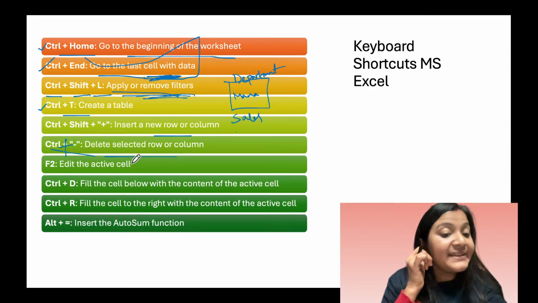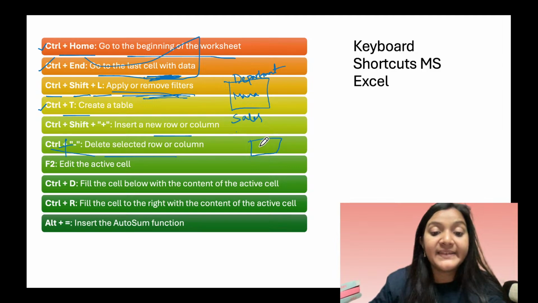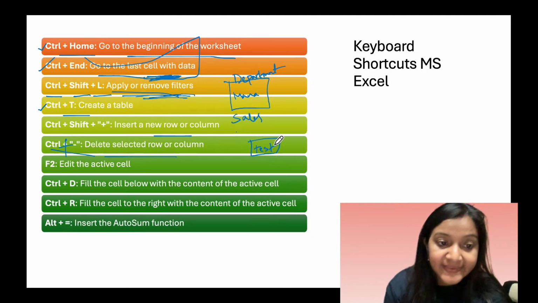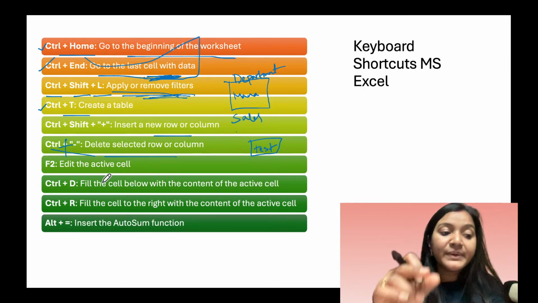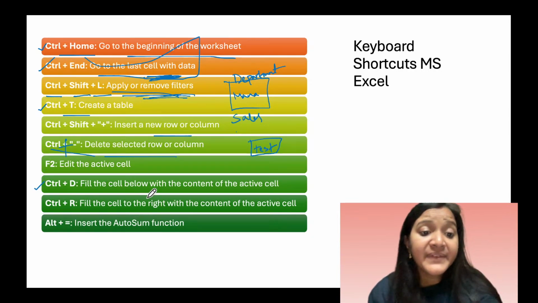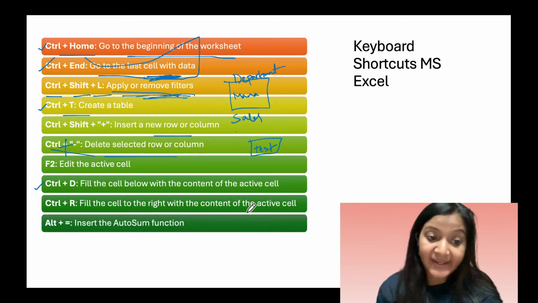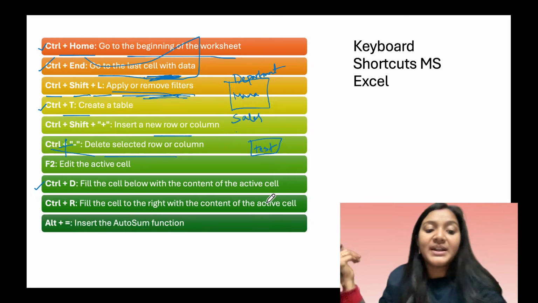Now edit the active cell, whichever cell is selected in Microsoft Excel. Let's say "test" is written. You select that cell and press F2, then you can edit that data, right? Okay. Fill the cell below with the content of the active cell, that will be Control D. Fill the cell to the right with the content of the active cell, the next cell, that one.